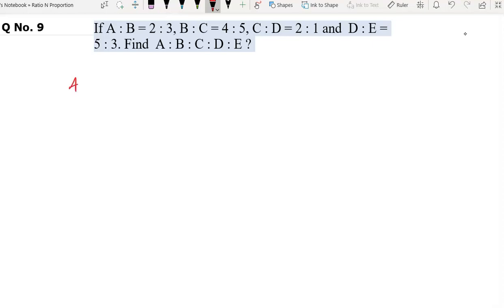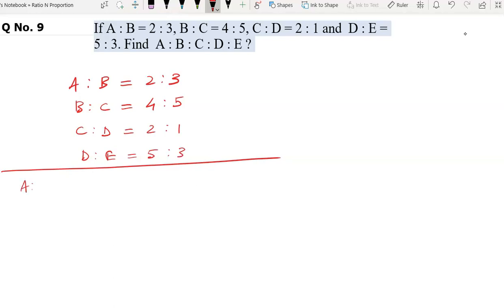So in this question we have A is to B is equal to 2 is to 3. B is to C is equal to 4 is to 5. C is to D is equal to 2 is to 1. And D is to E is equal to 5 is to 3. So we need to find A is to B is to C is to D is to E. So what we need to do, we will multiply this.